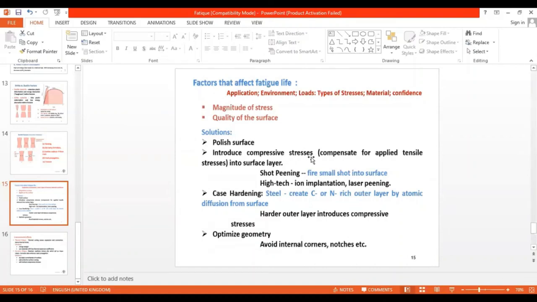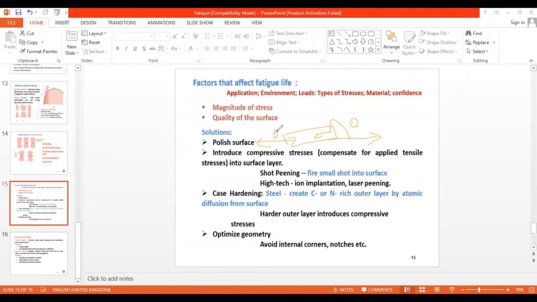Introduce compressive stresses to compensate for applied tensile stresses in the surface layer. Your failure is actually occurring due to the tensile stress, all right? So if your structure is undergoing tensile stress, what you can do is apply some compressive stress to the structure, so that the compressive stress and the tensile stress cancel out and become zero, right? They are saying another way is to introduce compressive stresses to compensate for tensile stresses in the surface layer. These two methods, shot peening and high-tech ion implantation, laser peening, fire small shot into the surface. These all are to make the compressive force, right?